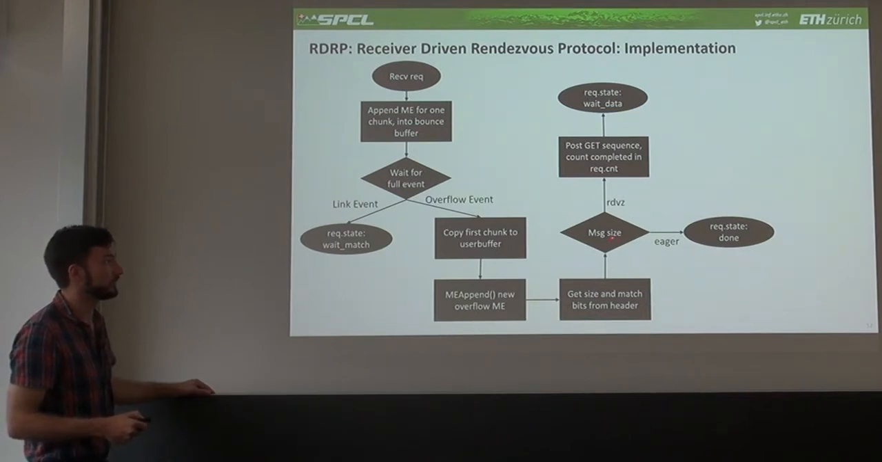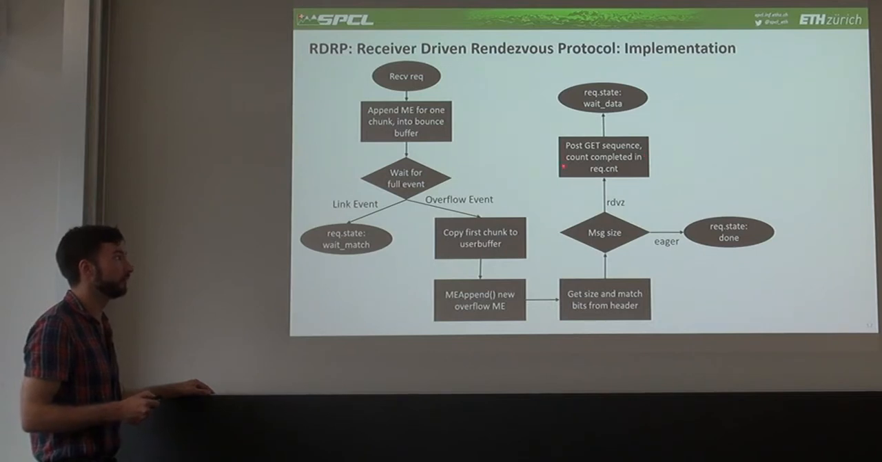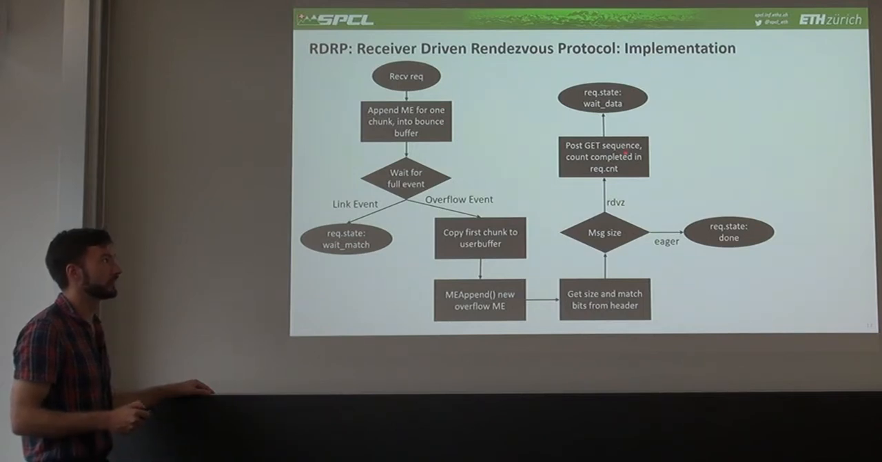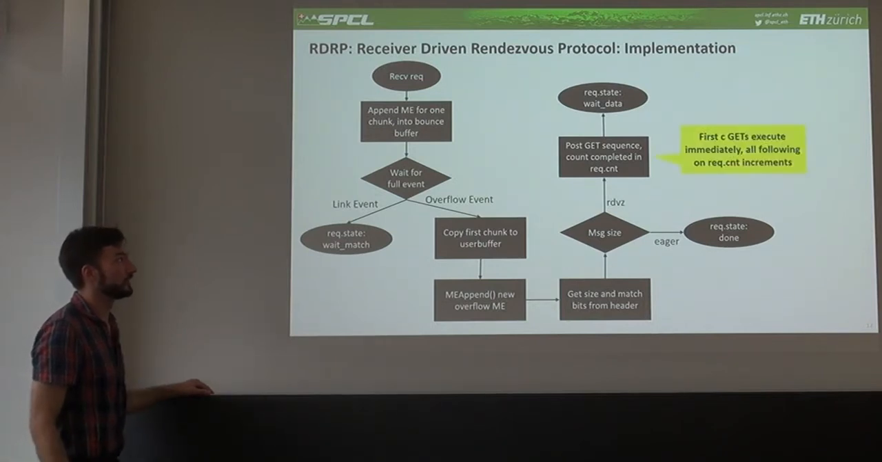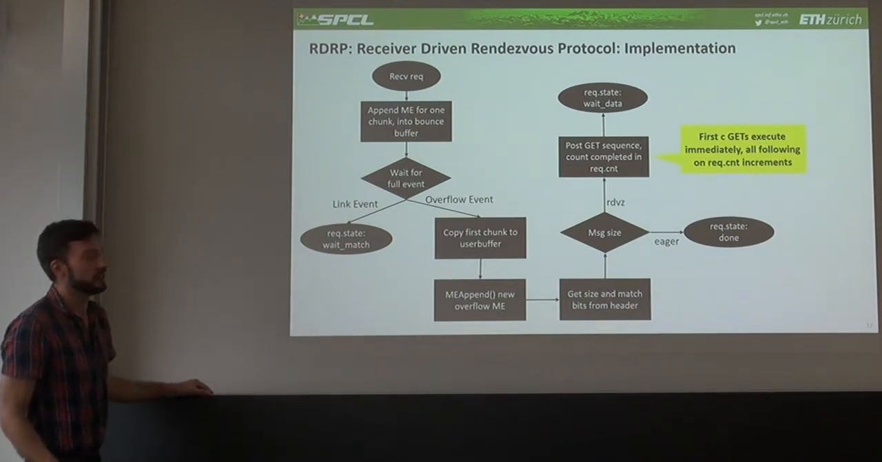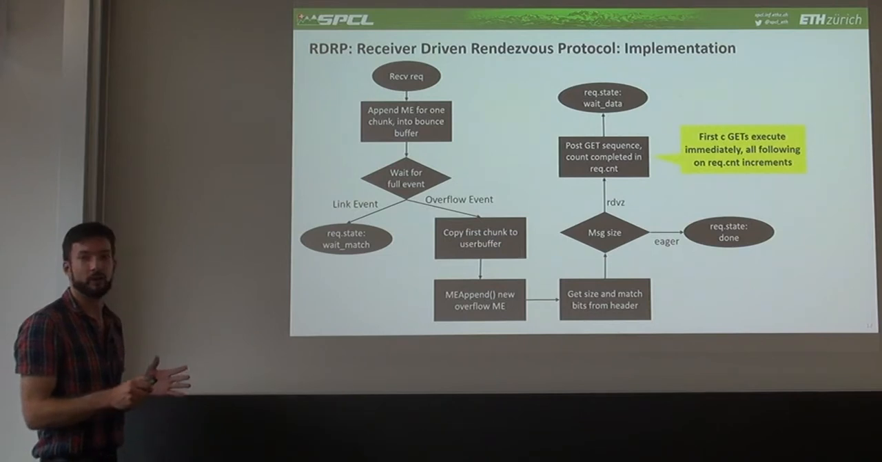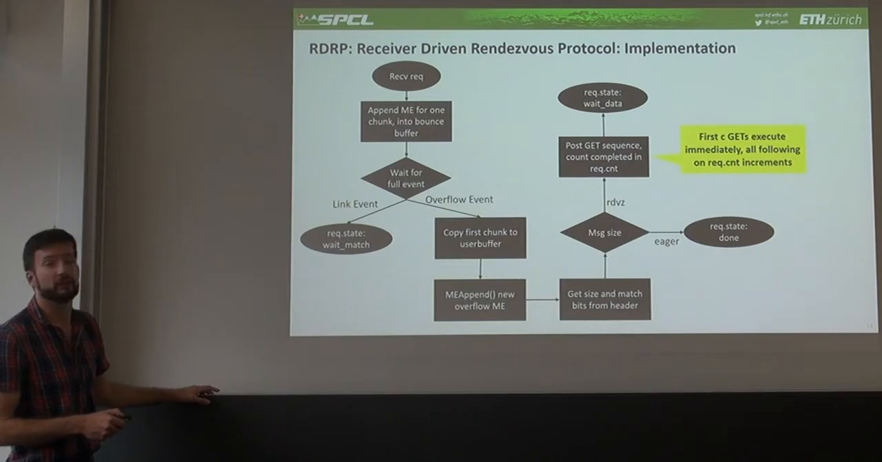And then again, we make a decision based on the message size. If this was a small message, then we are done because the message only consisted of one chunk. Or if this is a big message where we actually use the rendezvous protocol, then here we post this sequence of gets, and we count how many gets completed in this request counter. And we go into a state wait data. This sequence of gets is done with triggered operations in such a way that the first C gets, where C is like our window size, execute immediately, but all following depend on an increment of the request counter.